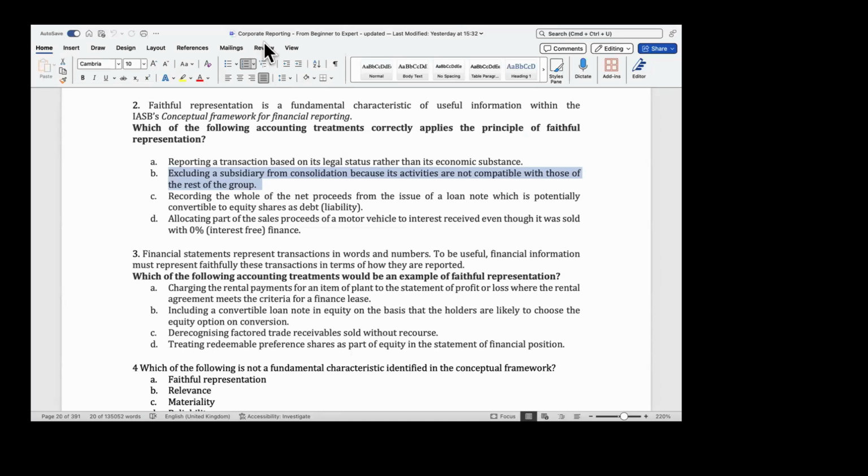The next one is recording the whole of the net proceeds from the issue of a loan note, which is potentially convertible to equity shares, as a debt. So I think Shidima said C.